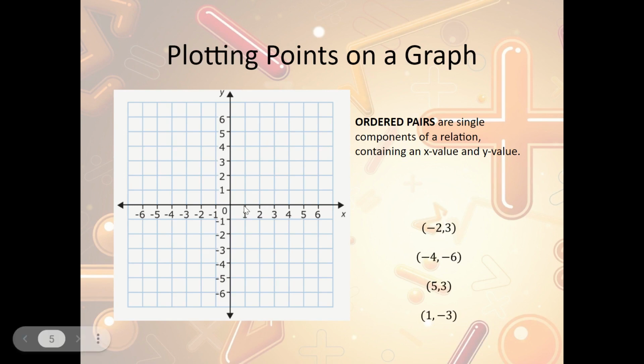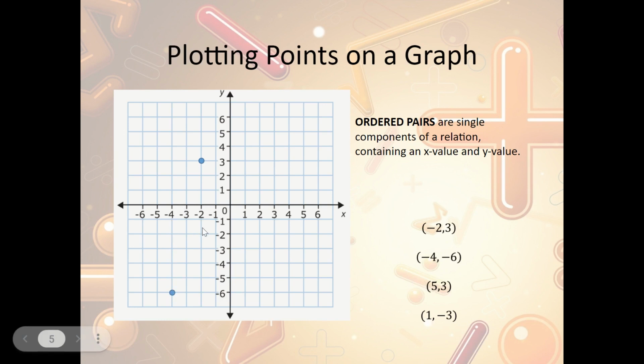So my x is -2. I'm going to go along the x-axis and find -2, which is here. And my y is 3. So I'm going to go along my y and go up to 3, right there. And I'm going to plot my point. That represents -2, 3. Then we have -4, -6. Well, -4 on my x-axis, so I'm going to go find -4 on the x's, right there. And then -6. So I'm going to go down and find -6, which is here, and plot that point.